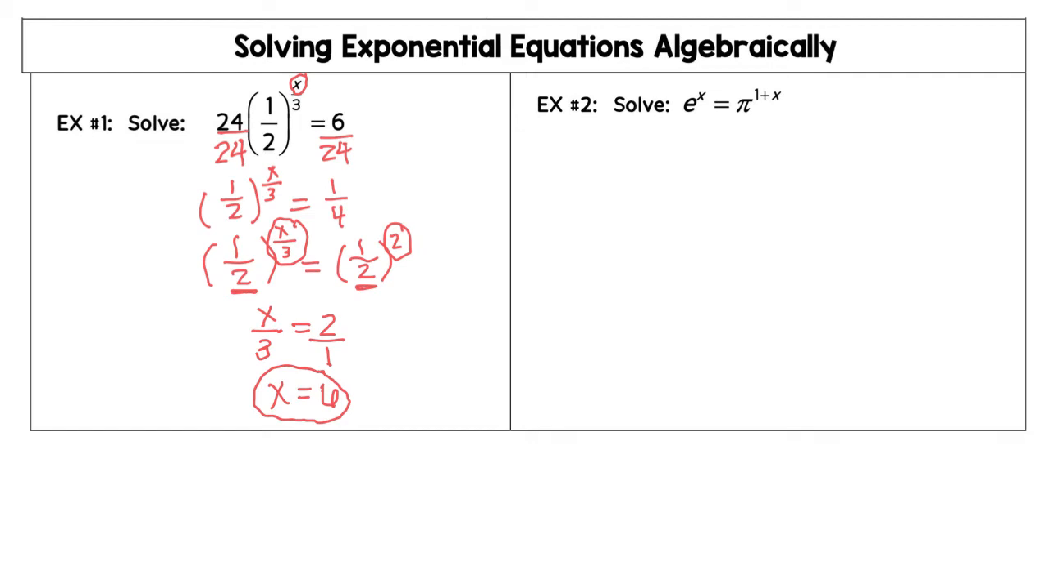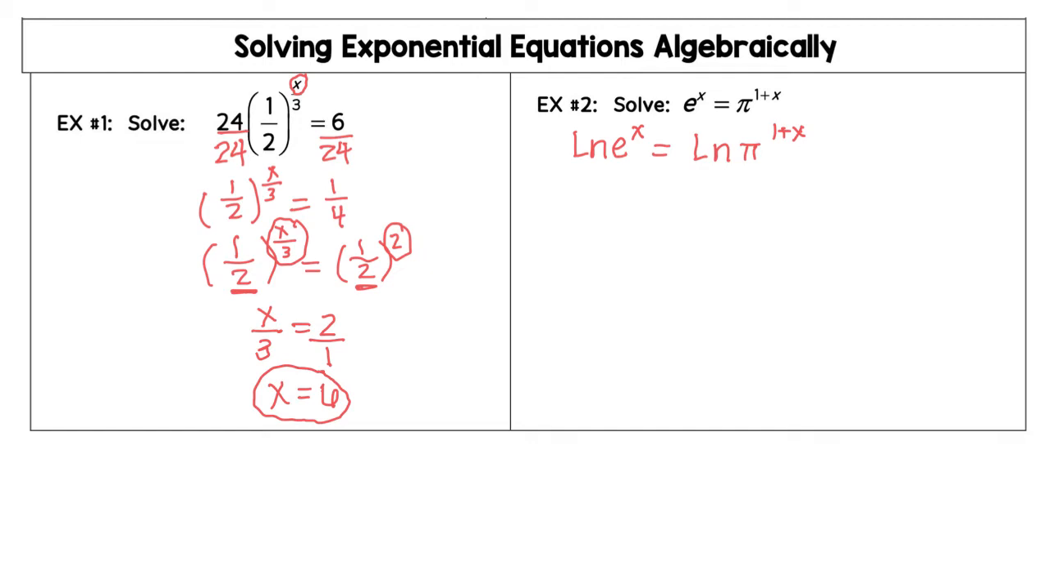All right, so to solve our next equation, this is going to be something terrible here, because you're dealing with e. You're going to have to incorporate natural logarithm to both sides. So we're going to say natural log of e to the x, and you would always go to natural log if e is involved. Natural log of pi raised to the 1 plus x.